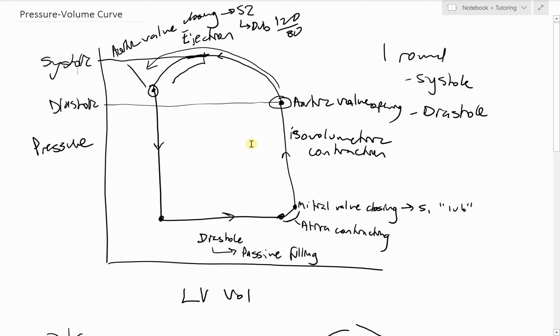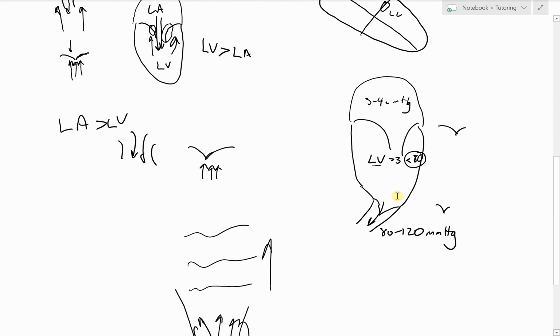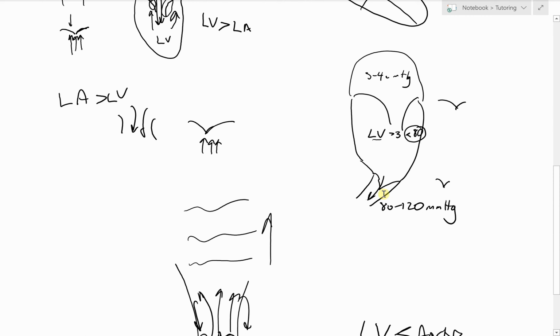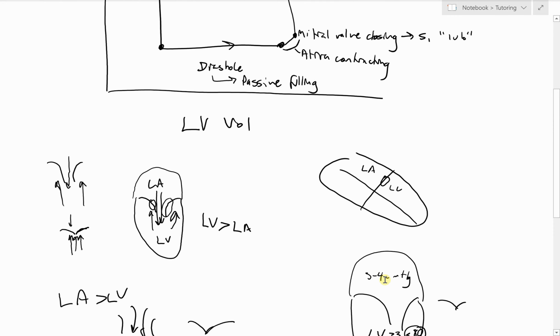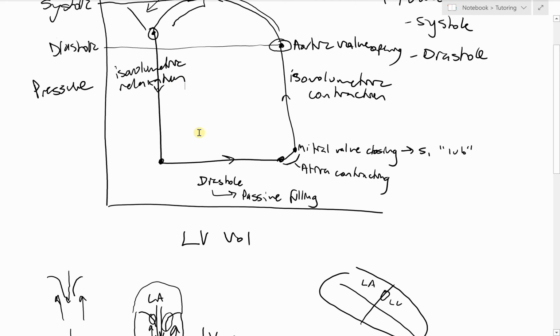We then have this period here, which is similar to before. This is your isovolumetric relaxation. Where your volume is the same, but your pressure is gradually decreasing. And again, it's the same concept as before. It's because our left ventricular pressure is now below the aortic pressure, but it's still above the atrial pressure. So until it drops below that of the atrial pressure, the mitral valve will stay shut. And then at this point here, the mitral valve opens. So then we go back into our passive filling stage.